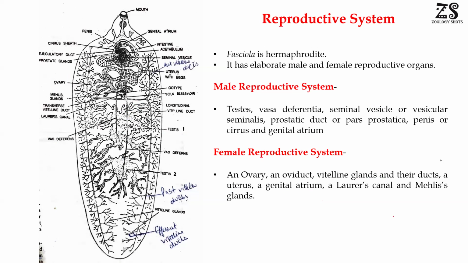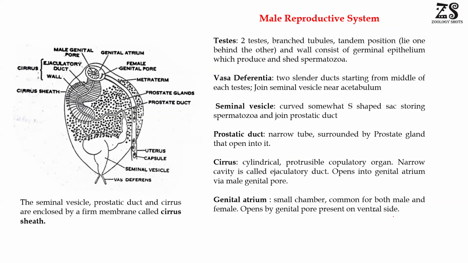So first, let's discuss the male reproductive system. First is the testes. There are 2 testes, as we discussed. These are branched and they are in tandem position, meaning they lie one over the other. And the wall consists of your germinal epithelium. The germinal epithelium will produce your spermatozoa.